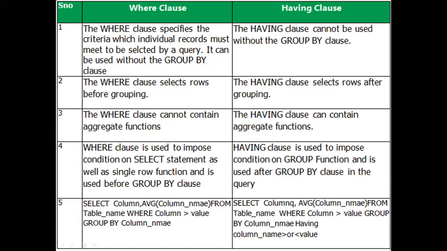The WHERE clause specifies the criteria which individual records must meet to be selected by a query. It can be used without GROUP BY also. To apply conditions on individual records, you are going to apply a WHERE clause. So this WHERE clause you can write without GROUP BY also.